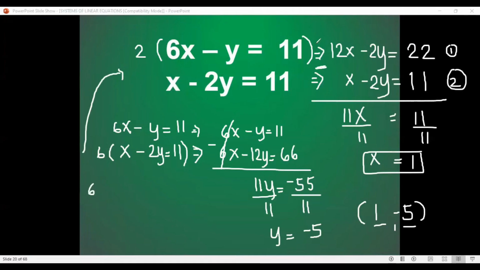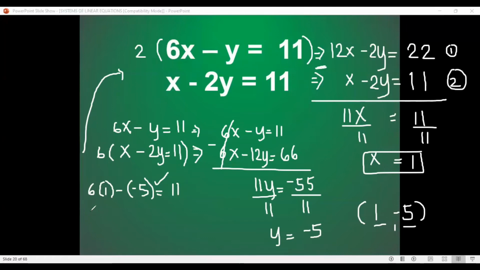Again, 6x. So this happens to have 1 as a value. So 6 times 1 minus your y, which is negative 5. So that becomes equal to, okay, 6 times 1 is 6, and then minus negative 5 becomes 11. Okay, so the equation is satisfied.